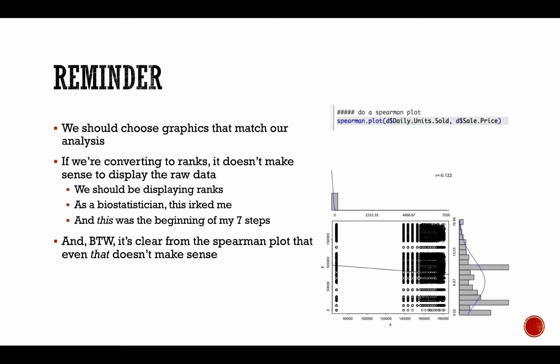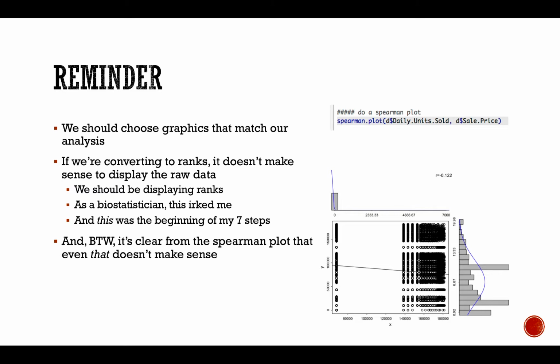Now when I worked as a biostatistician, by the way, that's where the 7 steps, or actually there are 8 steps now, that's where this began. People would frequently compute a Spearman correlation and then show the scatter plot of the raw data. And in my mind, that just doesn't make sense. Why would you display that? The graphic doesn't match what you did in the analysis.